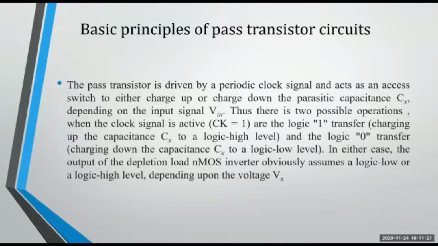Thus, there are two possible operations here. When the clock is active, meaning the clock signal is high or logic 1, it will charge up the capacitance to the logic high level. Whenever the clock is high, in the case of an N type pass transistor, the switch will be in the on mode, so the signal moves through the pass transistor to the capacitor, so that the capacitor will be logic high.